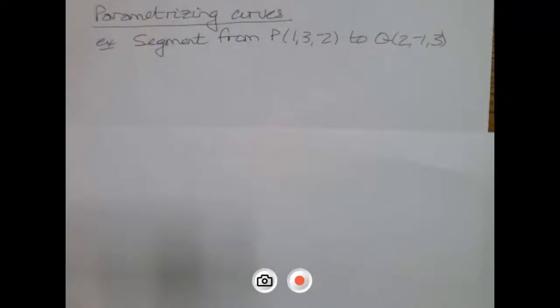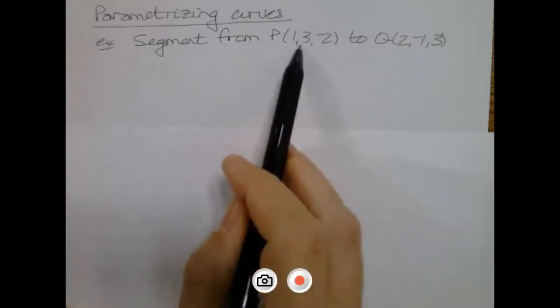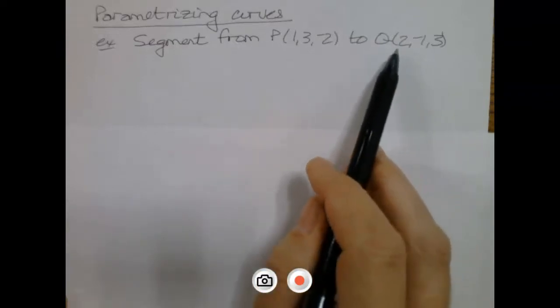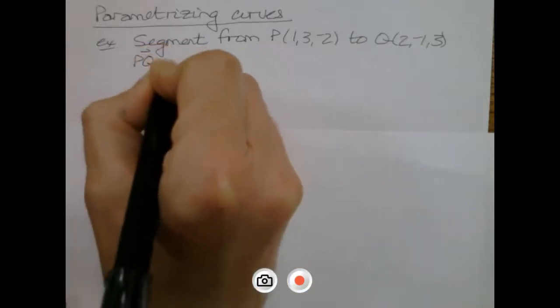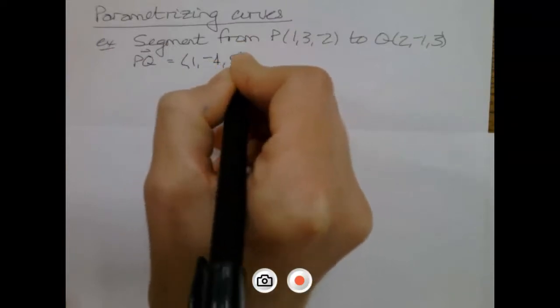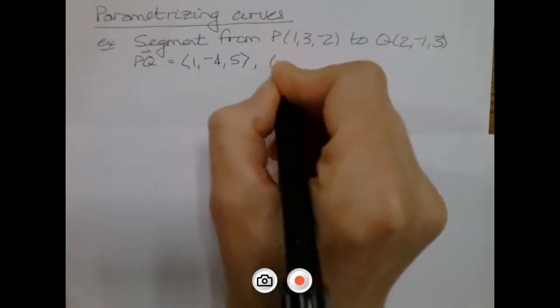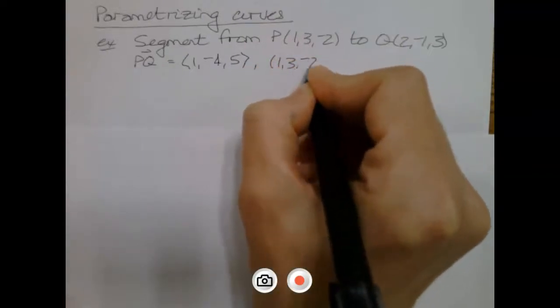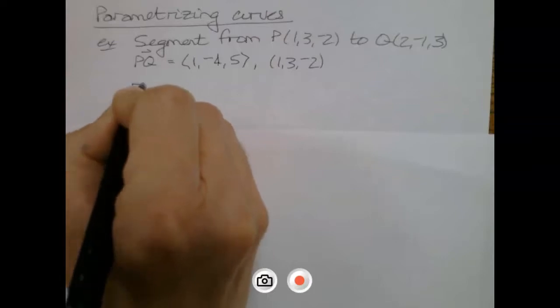We'll look at writing parametric equations for curves in space, starting with that old classic, the line segment. I have a beginning point, have an ending point. I can find the vector that goes from P to Q by subtraction. 1, -4, 5. And since we're going from P to Q, I'm going to use P as my point. Pretty much if you can write parametric equations for a line, you can write a vector function. You can parameterize the line.